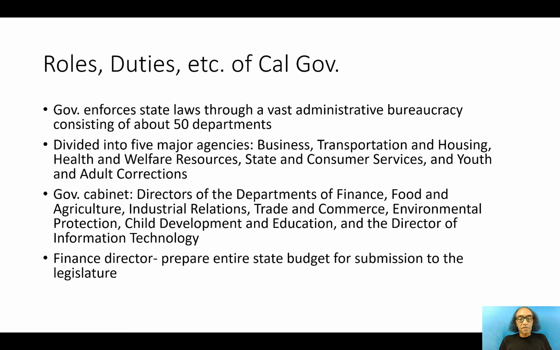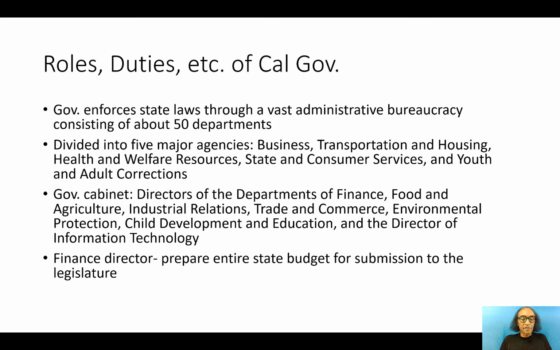Now, some of the roles and duties of the California governor. The governor, of course, has the constitutional duty of enforcing state laws through a vast administrative bureaucracy consisting of about 50 departments, which we saw in the previous slide charts.